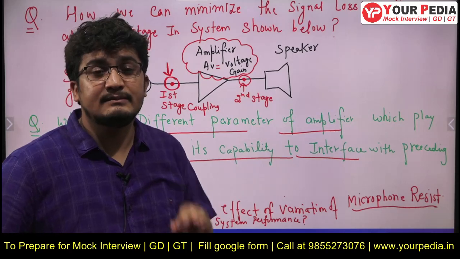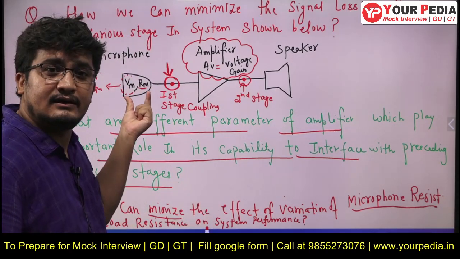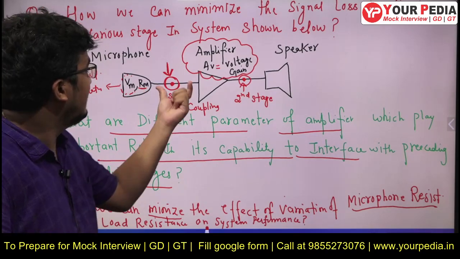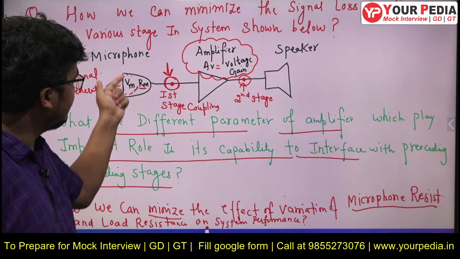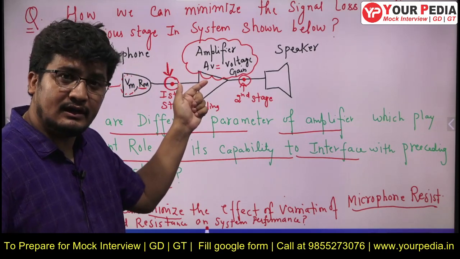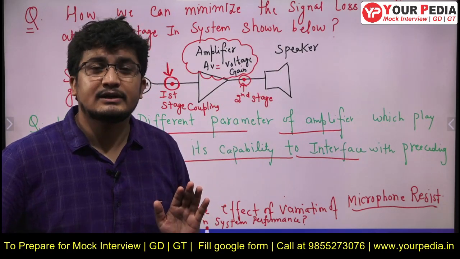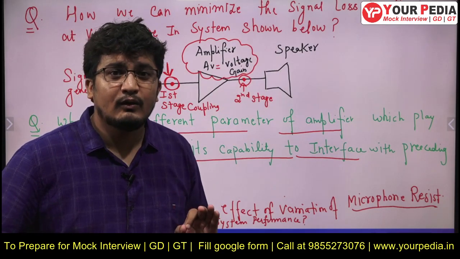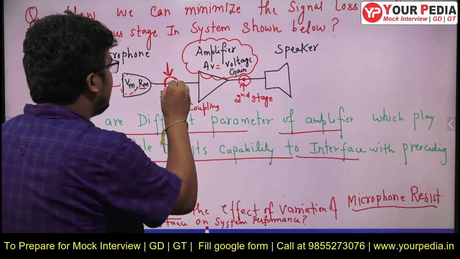See, they give a simple audio system to the candidate which includes a microphone, a signal generator, second an amplifier, third a speaker. Whatever signal was provided by the microphone was amplified by the amplifier, and the amplified voltage was given to the speaker. But the question was how we can minimize the signal losses which will occur at this coupling point.